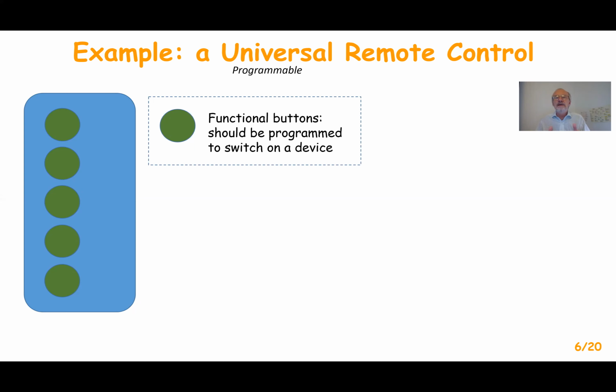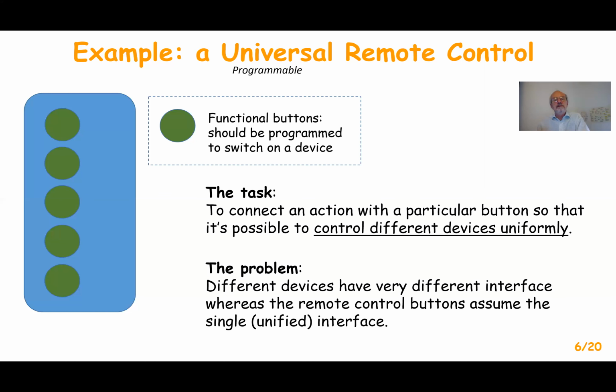So my idea in this example is to describe a programmable remote control so that the user, a client, can assign various functionality to buttons. As I have drawn here, functional buttons should be programmed to switch on a device. So this is the initial task description. So let's consider how to solve it. Okay, look at the slide. Here is the task definition.